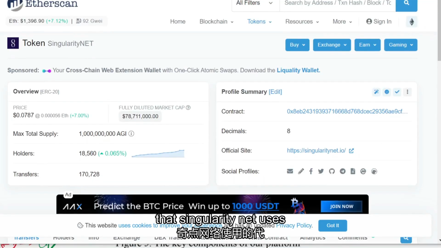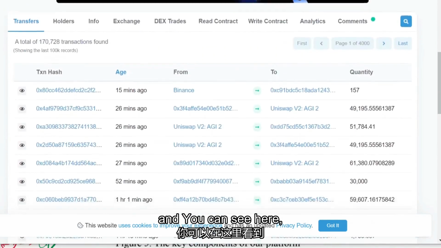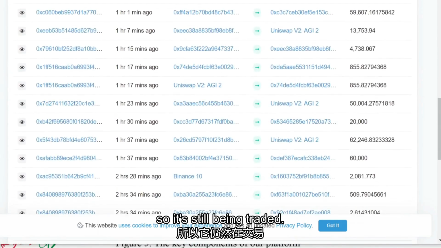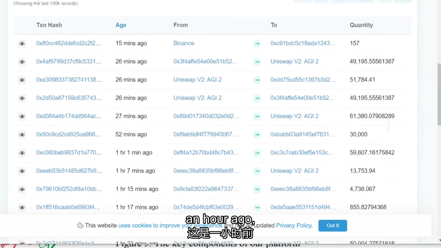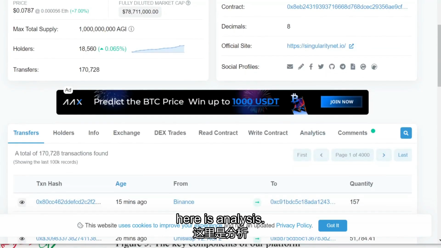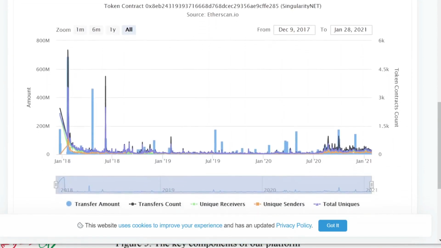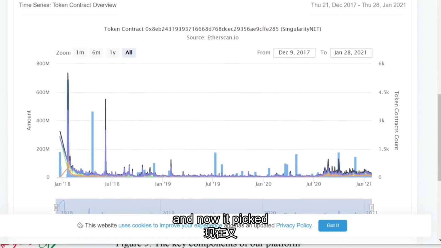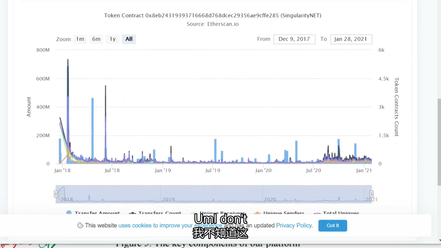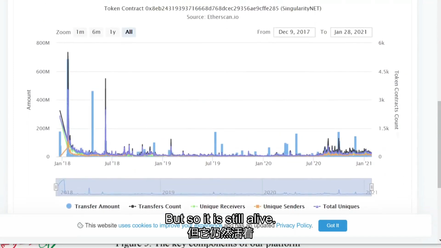The coin that SingularityNET uses is aptly called AGI, and there is 1 billion, and you can see here it's still active, so it's still being traded. You can see this is an hour ago, 15 minutes ago, and so on. If you look at here is analysis. If you look at the activity on the network, it had a lot of activity at the beginning. It dropped, and now it picked up a little bit again. I don't know exactly what that's related to, but it is still alive.